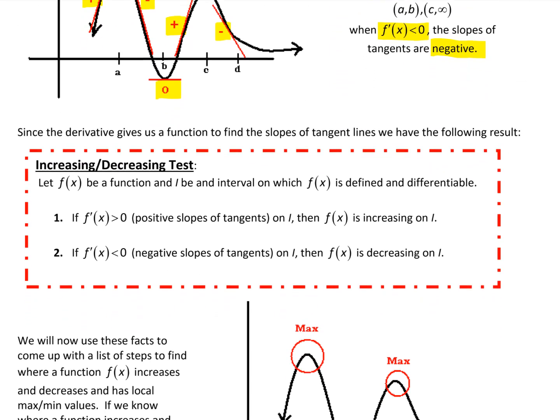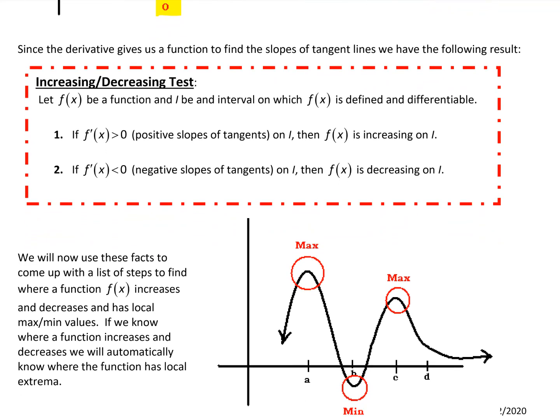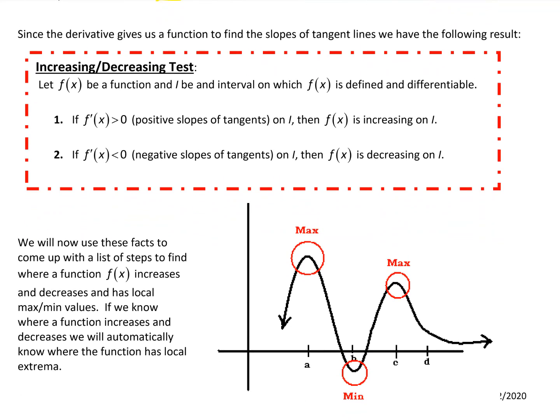And so out of this information, pulling all this information together, we get a test called the increasing decreasing test that just says if we have a function on an interval that's defined and differentiable, so we can also take its derivative, then if the derivative is greater than 0, the function must be increasing on that interval. And if the derivative is less than 0, if the derivative is negative, then the function must be decreasing on that interval. Okay, so that's what we're going to do. We're going to take functions and look at what's happening with their derivatives and figure out from their derivatives where the function is going to be increasing and decreasing.